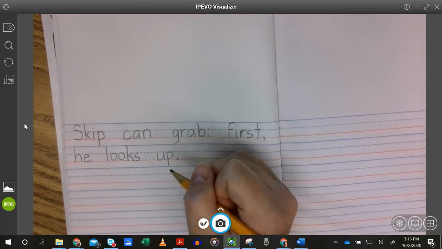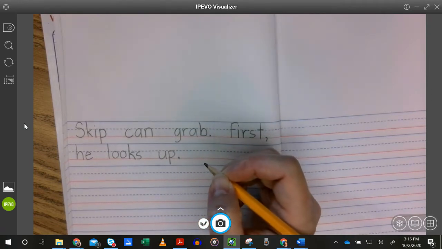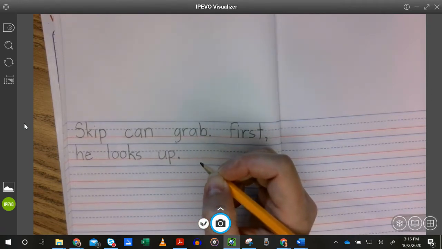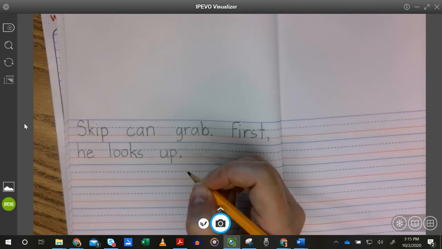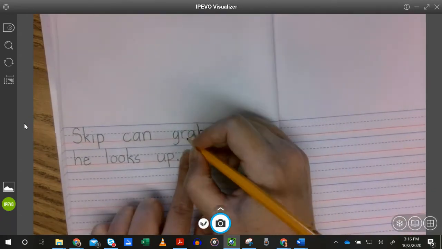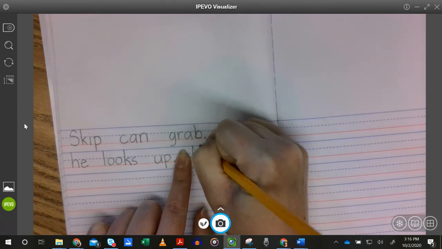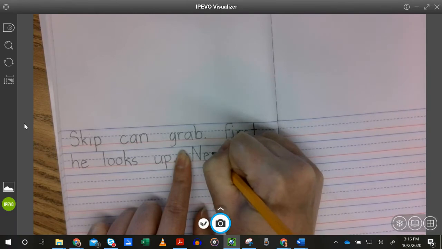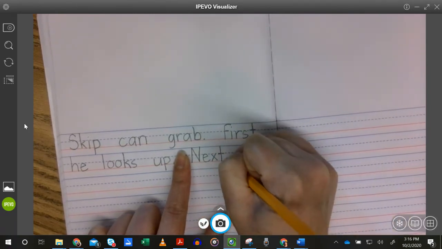Once he has looked up at what it is he's going to grab, which part of his body comes into play? Would you think the next part is his arm has to go up as well? Okay, what word can we use to describe what his arm is doing? I would think we could say that his arm reaches up. Next, his arm. Next. It's exactly how it sounds. N, E, X, T. Next, comma.